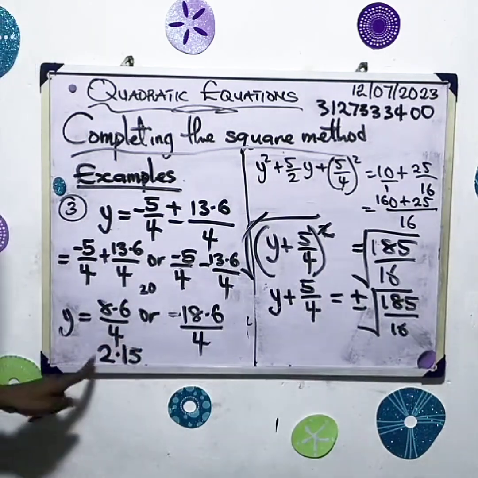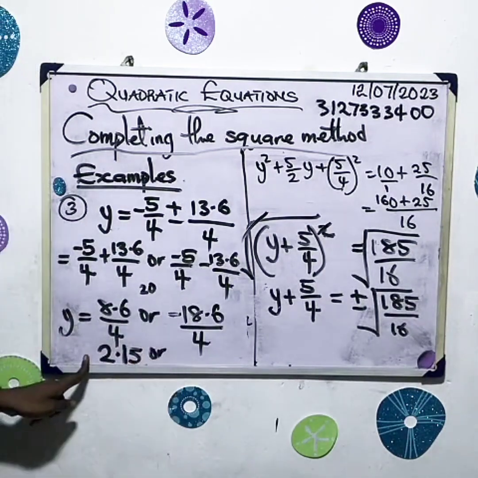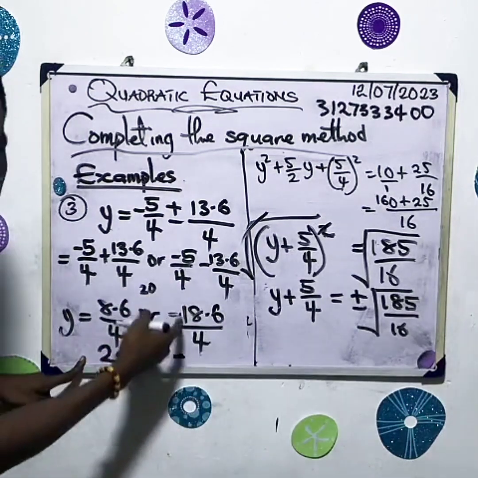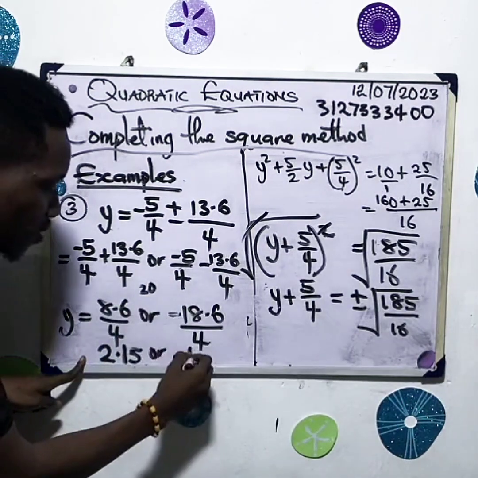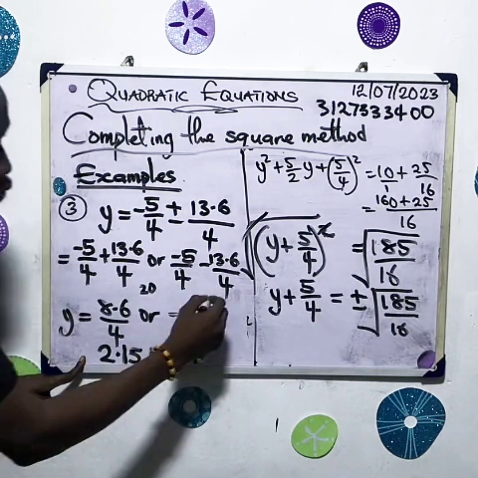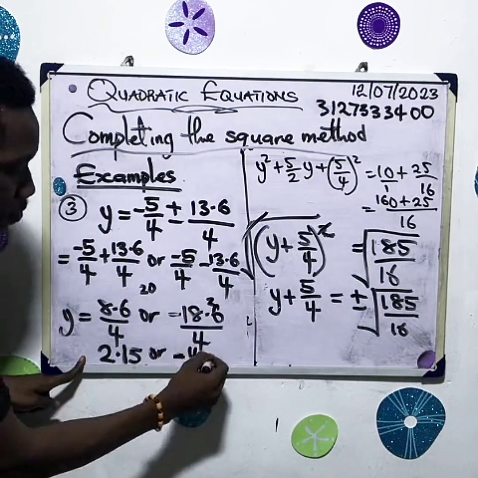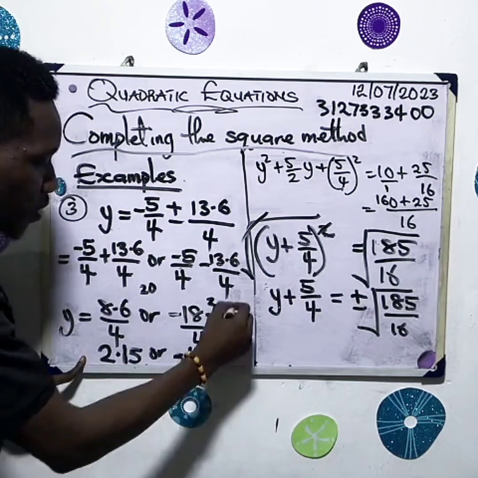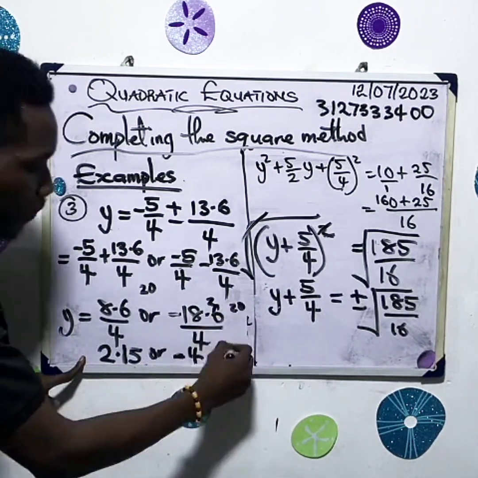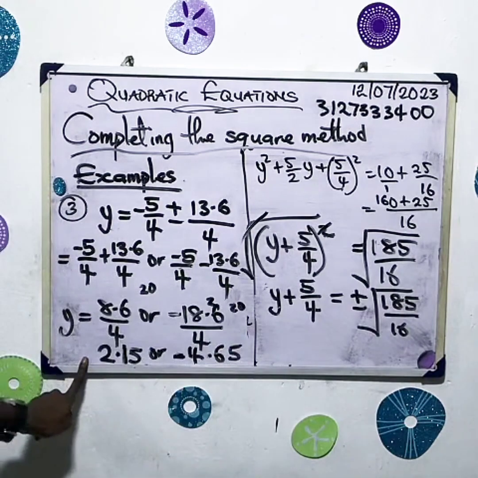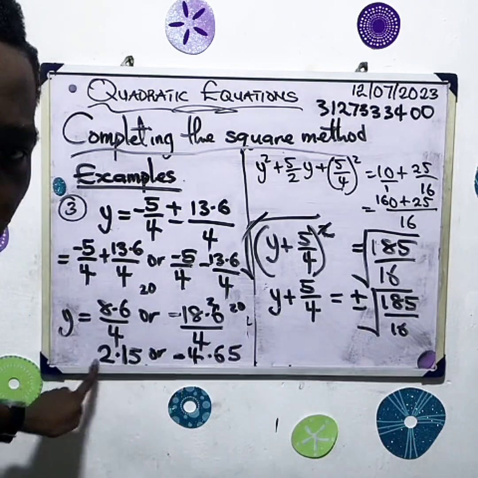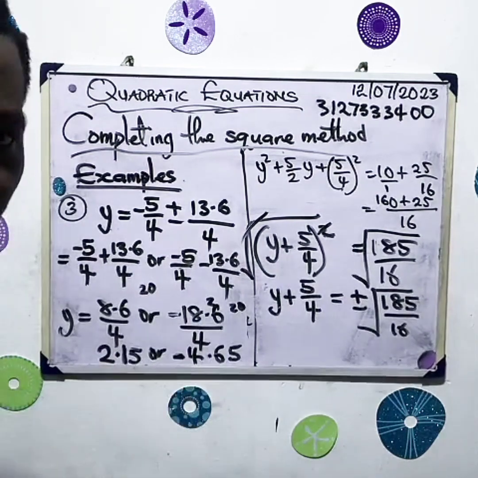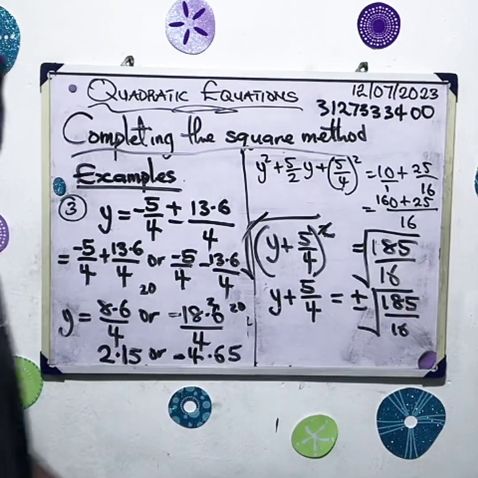Or you have your negative: 4 in 18. How many 4s do we have in 18? That's 4, 16, with the remainder of 2, then your decimal point. 4 in 26 is 6 with the remainder of 2. Add 0, 4 in 20 is 5. So the two solutions to this equation are 2.15 or minus 4.65. And that is it.